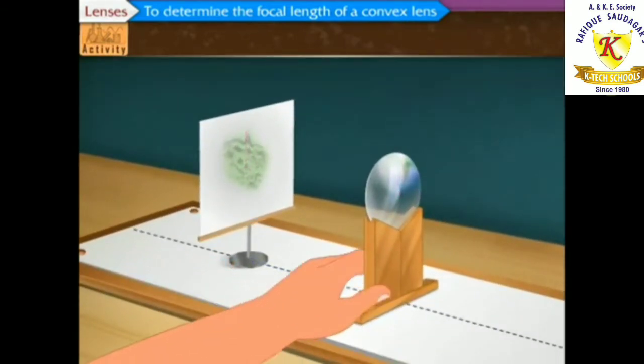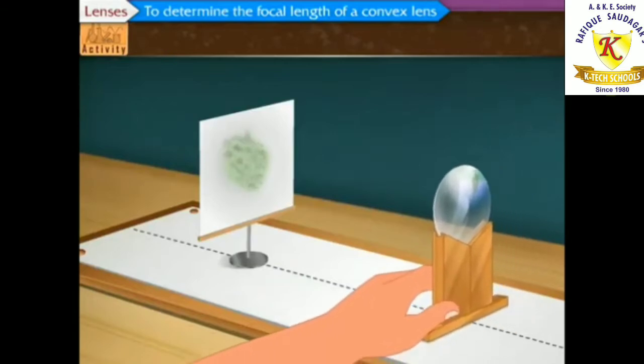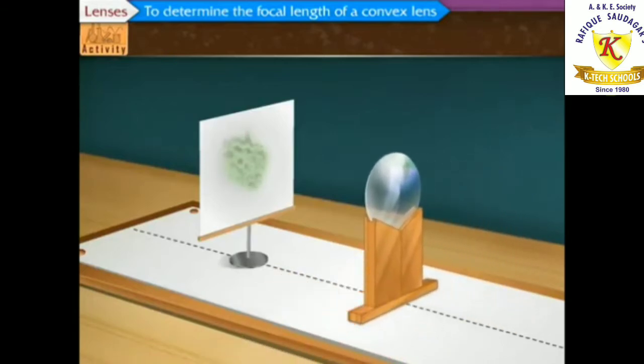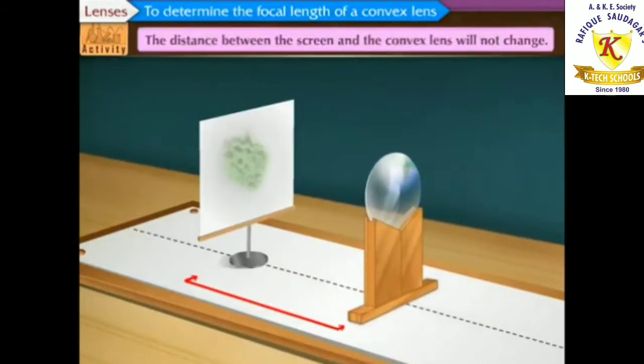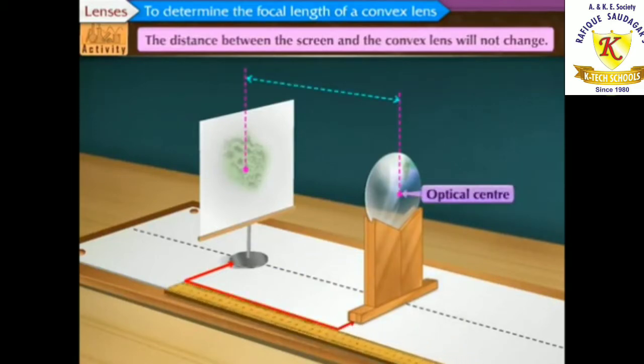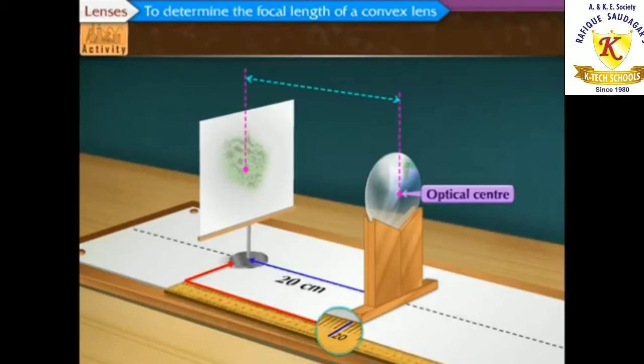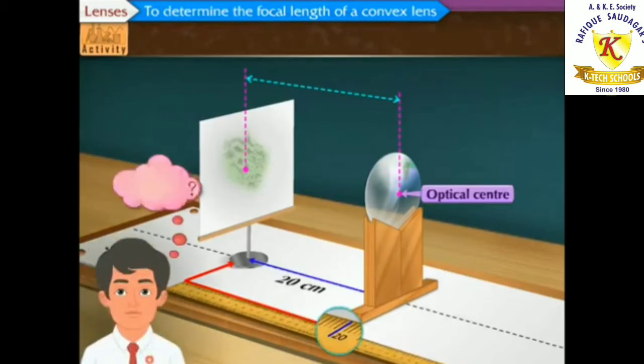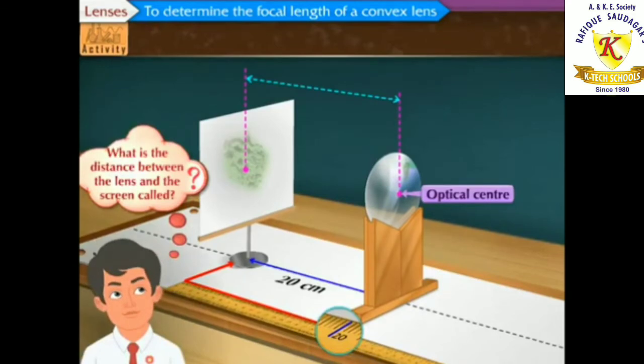It should be noted that instead of the screen, the lens can also be moved. However, the distance between the screen and the convex lens will not change. What is the distance between the lens and the screen called?